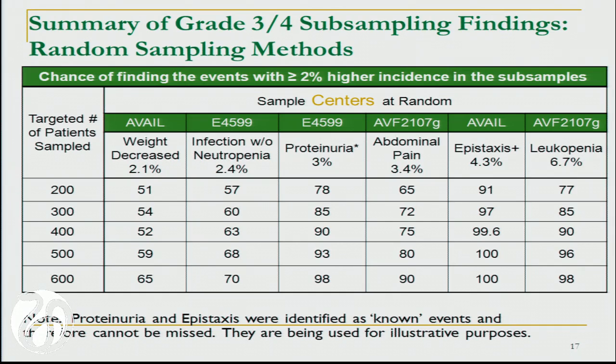And in this slide, again, you can see just some examples, and I'll just highlight in red here. So on the left, you have the subsets, 200 to 600 sample subsets, and across the top are various AEs. In the red box are the AEs that were occurring in these trials with 3% or higher frequency in the treatment arm compared to the control arm. And again, you can see in the box, if you have a sample subset of at least 400 patients, at least 75% of the time, and in most cases, 80 or 90% of the time or more, you're going to be able to detect those AEs, even in a 400-patient sample subset.